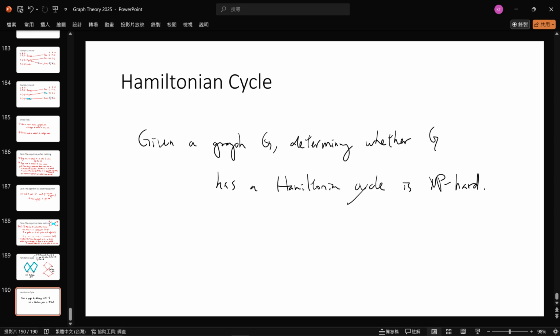That is, if some graph satisfies some property, then we can say that this graph must have a Hamiltonian cycle. And we want to figure out what this sufficient condition is. So in the following, we're going to discuss some sufficient conditions for the existence of a Hamiltonian cycle. Also, we're going to discuss some algorithms to output a Hamiltonian cycle when the sufficient condition holds.